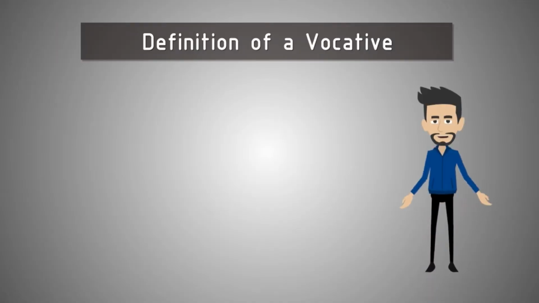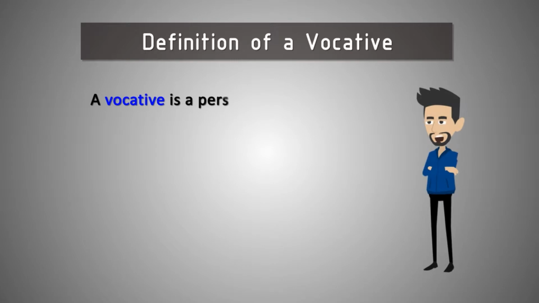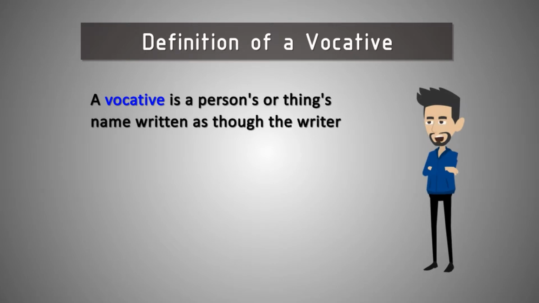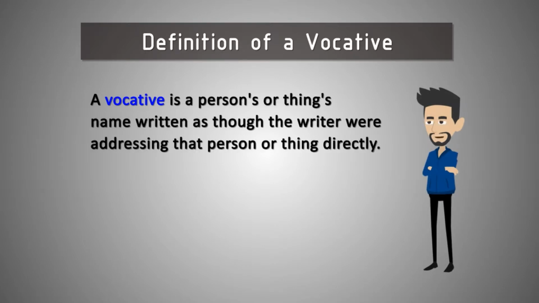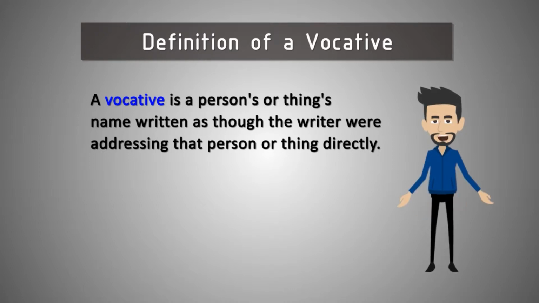So, what exactly is a vocative? A vocative is a person's or thing's name, written as though the writer were addressing that person or thing directly. That's the definition. It's pretty simple. So, tell me what the definition of a vocative is.